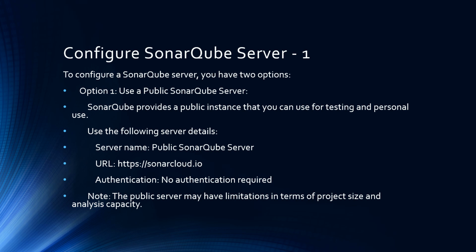SonarCloud is particularly useful for open source projects or when you're learning SonarQube. I've used it extensively in training environments and for proof of concept implementations. The public instance at sonarcloud.io offers many of the core features you need to get started with code quality analysis. However, it's important to understand the limitations of using a public server. While it's great for learning in small projects, you might face restrictions on project size and analysis capacity.